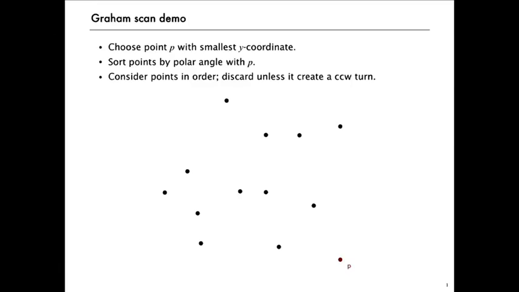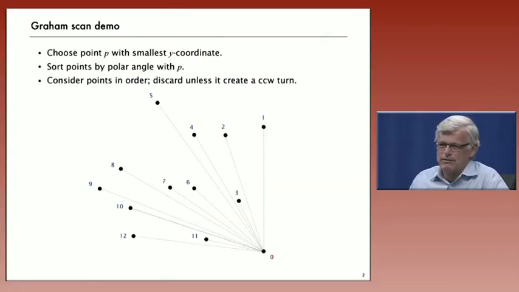So we start at point P, sort the points by polar angle with P. That is, if we take a vertical line and sweep it in a counterclockwise direction, what order do we hit the points? The first thing we hit is 0, 1, and then if we sweep counterclockwise, we get to 2, and then 3 and 4, and so forth. So that's the ordering of those points.